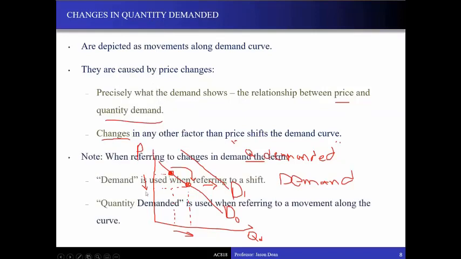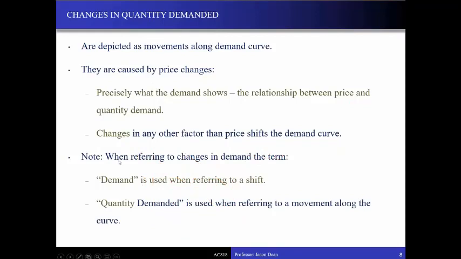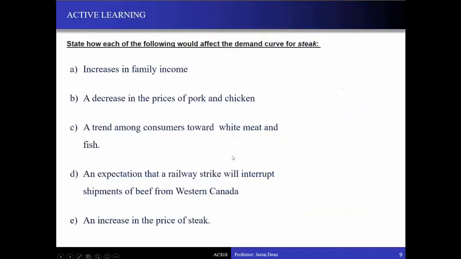So again, this is just what I said here. Let me see if I can clear these annotations. Yeah. So here, it's just reiterating what I said. Demand, the word demand without the word quantity, is used when referring to a shift. And if we use the words quantity demanded, we're referring to a movement along the curve. So let's just do a little test here to see if you were listening and see if you understand the concept.